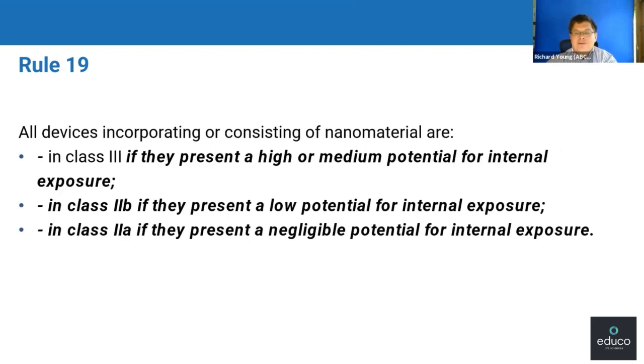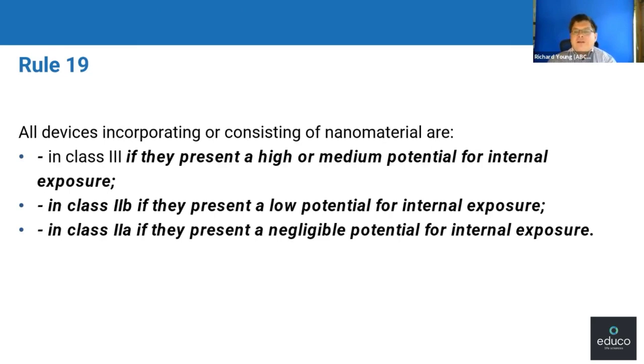Rule 19 talks about nanomaterials. Again, it asks you to make a judgment about the risks associated with this. And if you do have a product that incorporates or has nanomaterials associated with it, look at this very carefully and look at the published literature that's out there that looks at the risks associated with the type of nanomaterial and the particle sizes you have.